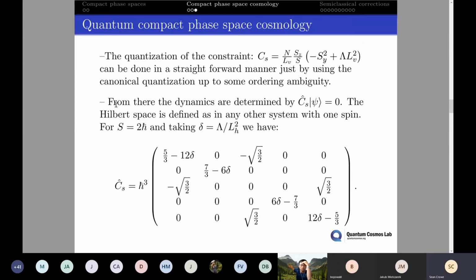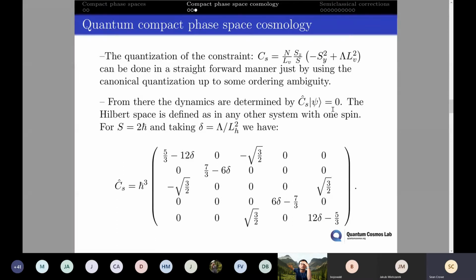One can do quantum mechanics on this in a straightforward way, just by doing the canonical quantization. The only hang-up is there's an ordering ambiguity, just because you have this product between SZ and SY squared. But to get around that, we just choose the Weyl ordering, so we essentially just average over all possible orderings. And from there, the dynamics are determined in a simple way. We just look for states that are annihilated by this operator.